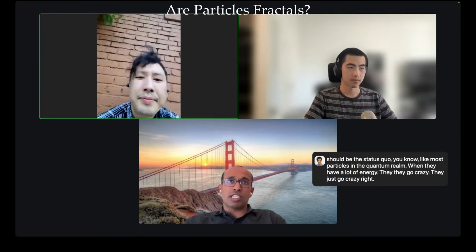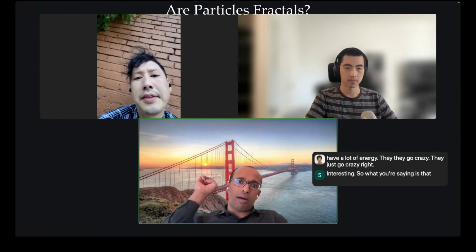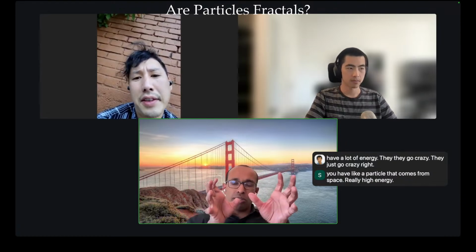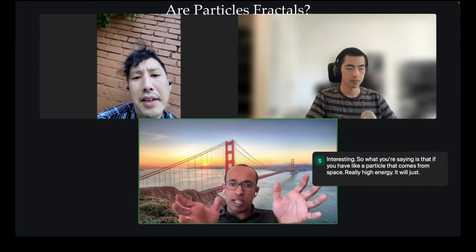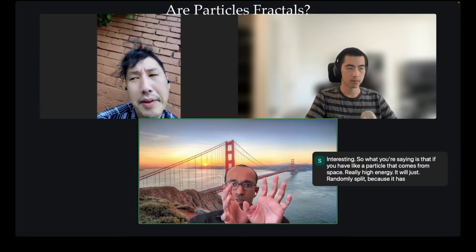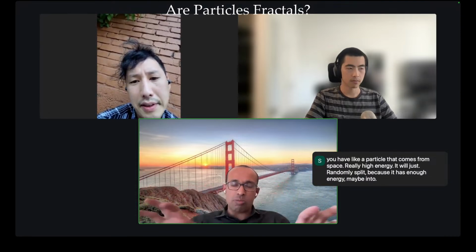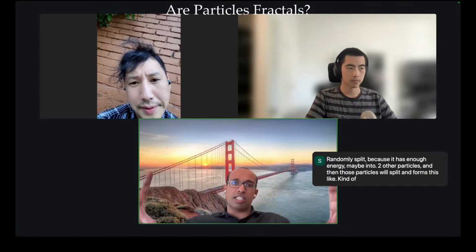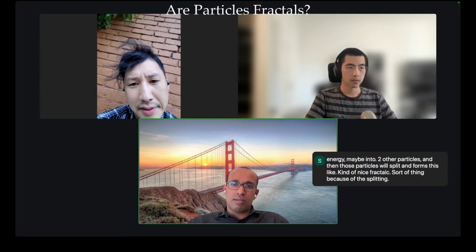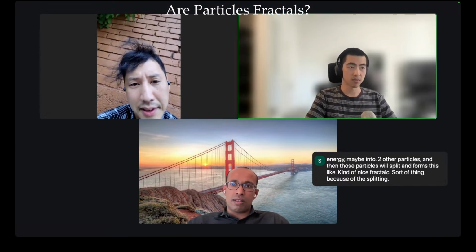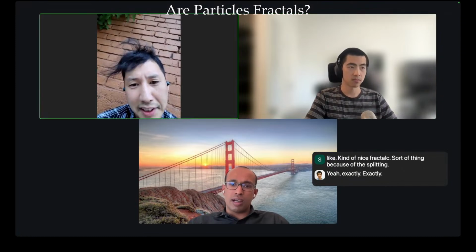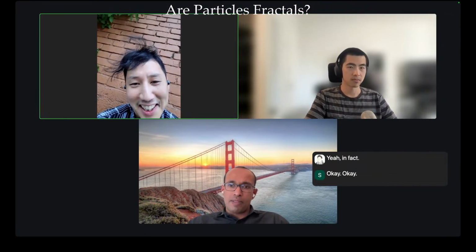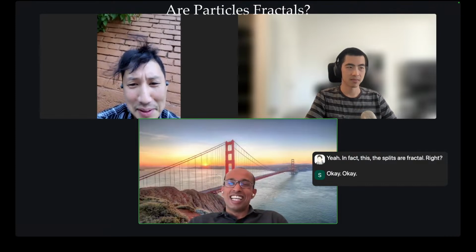Interesting. So what you're saying is that if you have a particle that comes from space, at really high energy, it will just randomly split, because it has enough energy, maybe into two other particles, and then those particles will split and form this kind of fractal-esque sort of thing because of the splitting. Yeah, exactly. In fact, the splits are fractal, right?